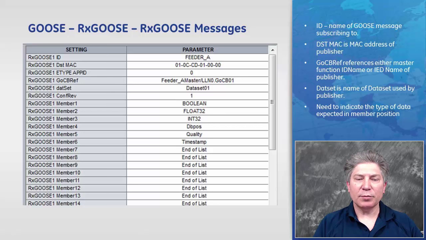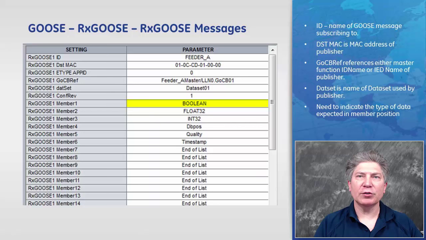All right, the next part we'll look at is the dat set. It's the name of the data set used by the publisher. So when we get into that portion of it, I'll talk more about the naming convention for the data set. In the member portion, we need to indicate the type of data that's located in each position of the Goose message. So here are some examples I put down here.